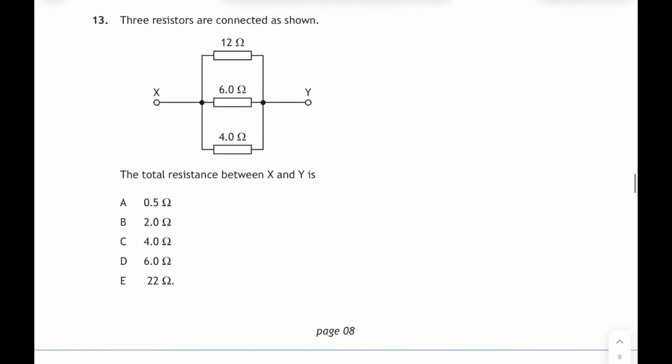Moving on to question 13, three resistors are connected as shown. There's three resistors in parallel, and we have to work out the total resistance between X and Y. So we need to use our relationship for working out the total resistance in parallel. And 1 over the total resistance is equal to 1 over resistor 1 plus 1 over resistor 2 plus 1 over resistor 3. And the easiest way to do this is to use the fraction button on your calculator.